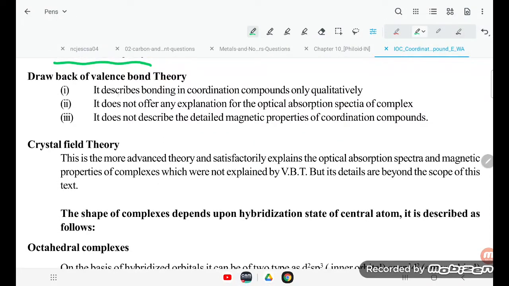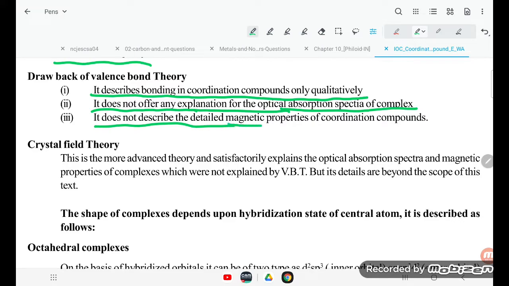What are the drawbacks, students? It describes bonding in coordination compounds only qualitatively. It does not offer any explanation for the optical absorption spectra of the complex. It does not describe the detailed magnetic properties of the coordination compound.